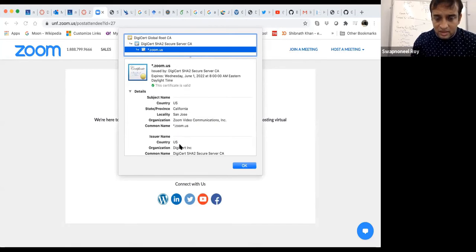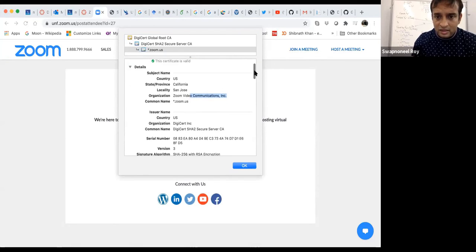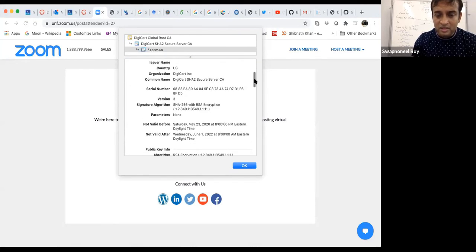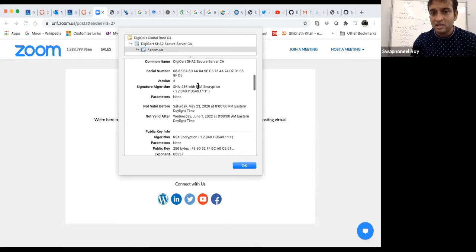Issuer name, and so on. Serial number, signature algorithm is the hash. You see signature algorithm is hash with RSA. So RSA is used for the digital signature, the same cipher that we reviewed in the last class. You see RSA is being used over here. Public key is RSA encryption.